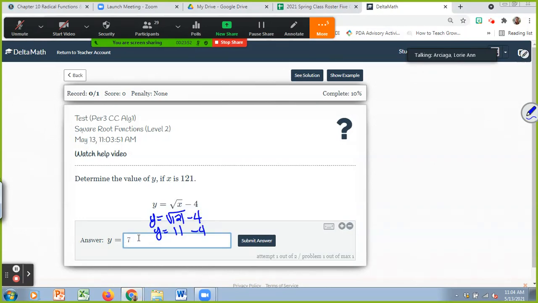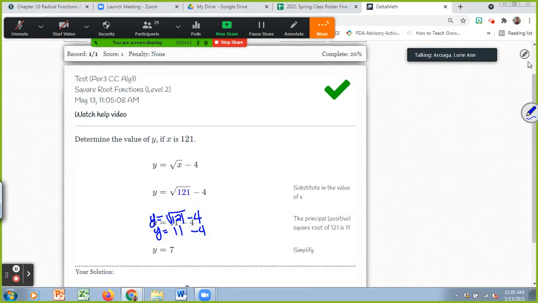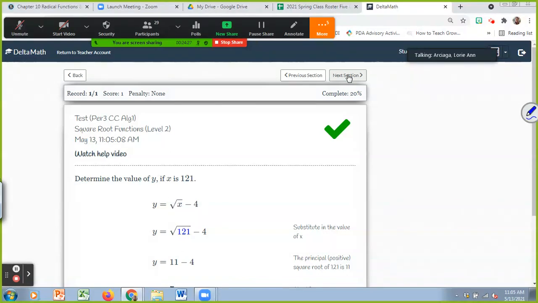So let's type that in. Are you getting this one? Am I going too fast for you? Because you're not giving me feedback. You're not asking questions either. Alright, so let's submit our answer. There you go. Alright, y is equal to 7. Are you getting it? Okay, next section.